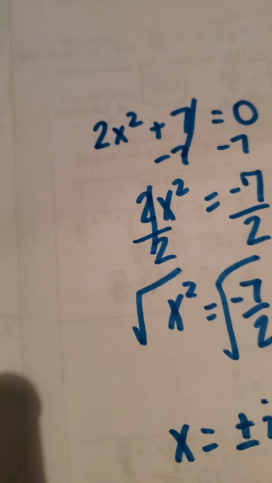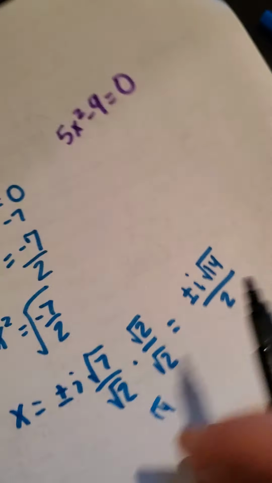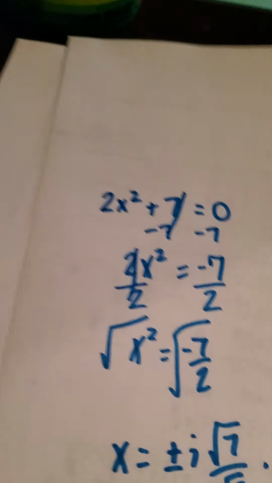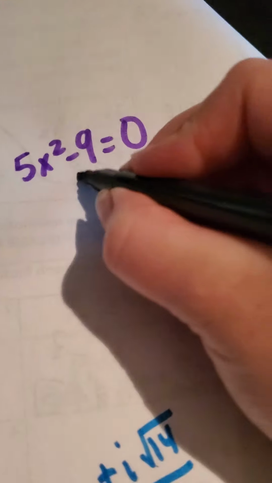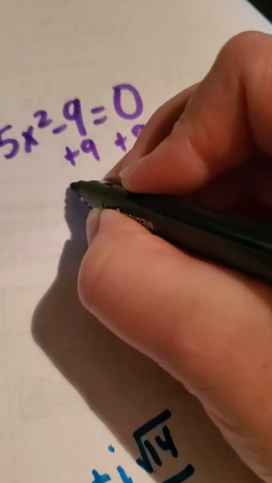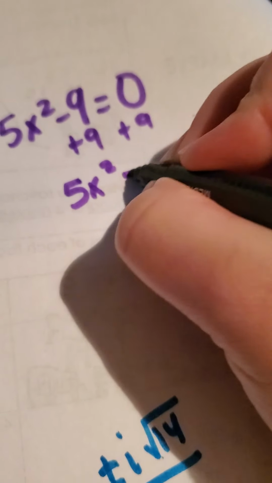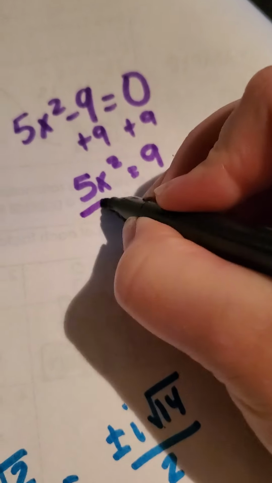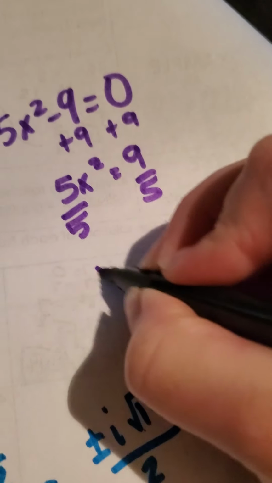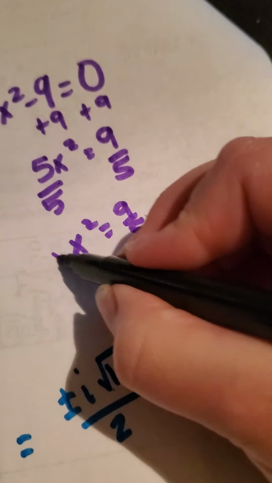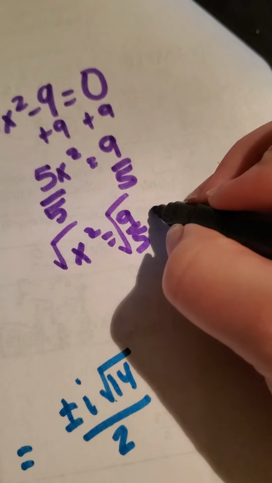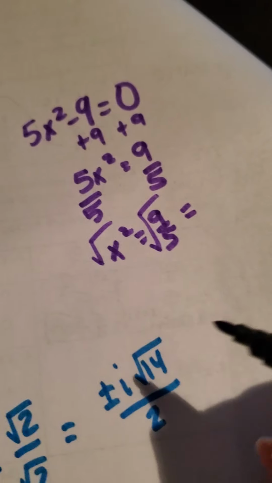And then real quick, I'm going to do number 6, because that one is just a little bit different. 5x squared minus 9. So I have it set equal to 0. I add my 9. So I get 5x squared is equal to 9. I divide by 5. X squared is equal to 9 over 5. I take the square root. And something a little bit different happens here.